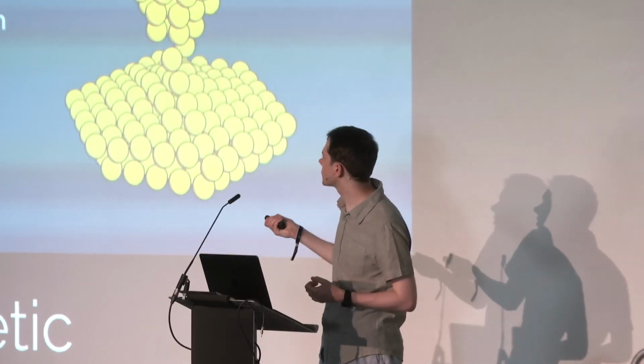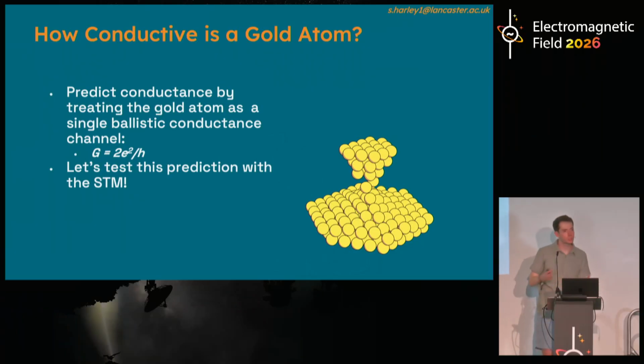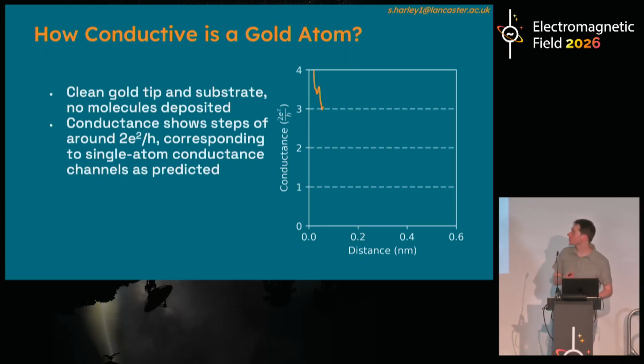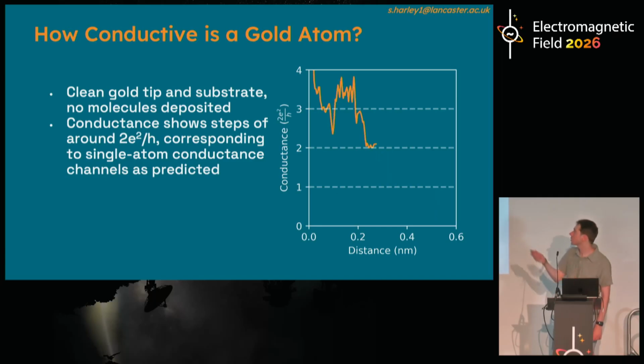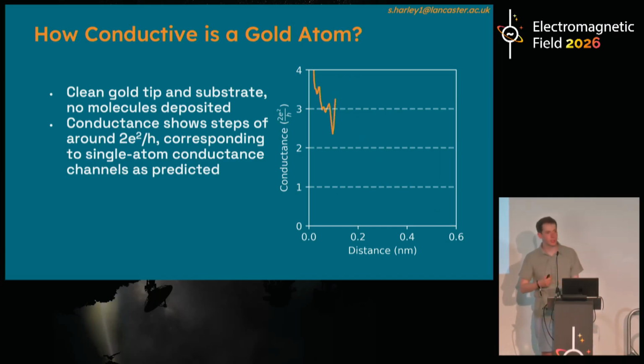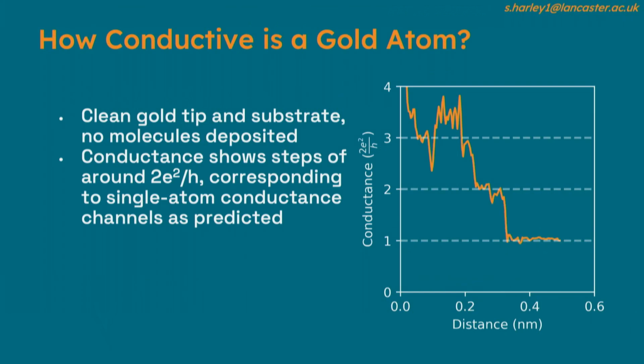So we should start to see integer steps of this 2e squared over h as we go from 3, 2, and finally 1 atoms in our junction. And when we do this for real, that's exactly what we see. This is a real measurement from this STM on some gold atoms, and you can see the 3, 2, and finally 1 atom steps. So this last plateau is a single gold atom being measured in our junction.